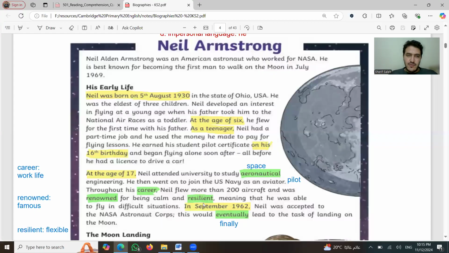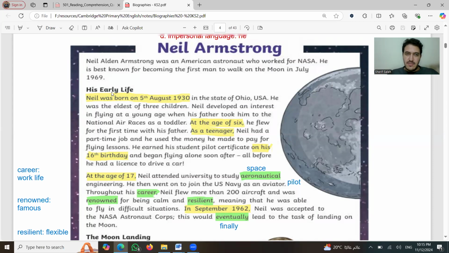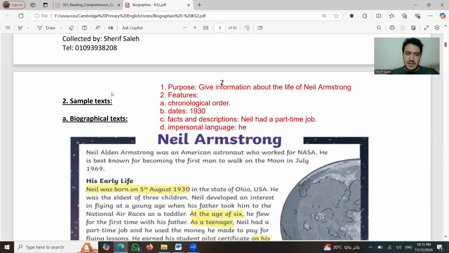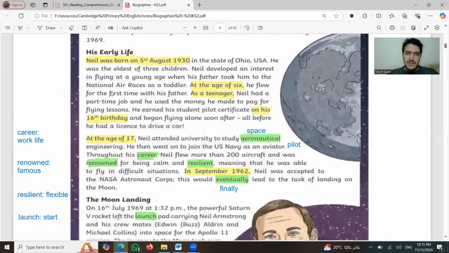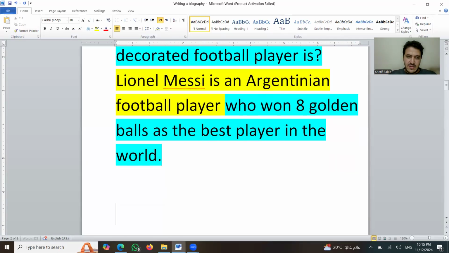After the introduction, we move to his early life. We'll follow, as we said, the Neil Armstrong text and the plan that is tailored or based on the Neil Armstrong text. So his early life, we'll use that also as a subheading. We say his early life.